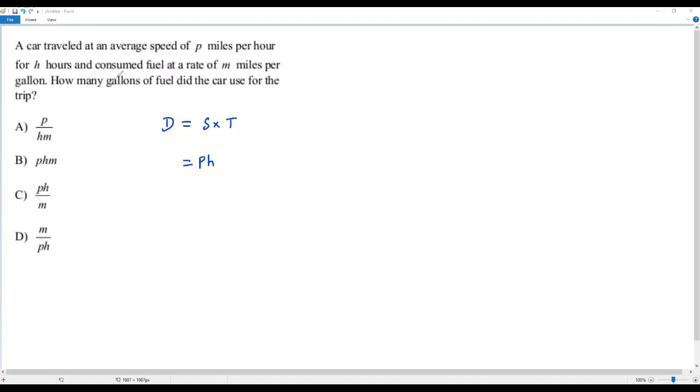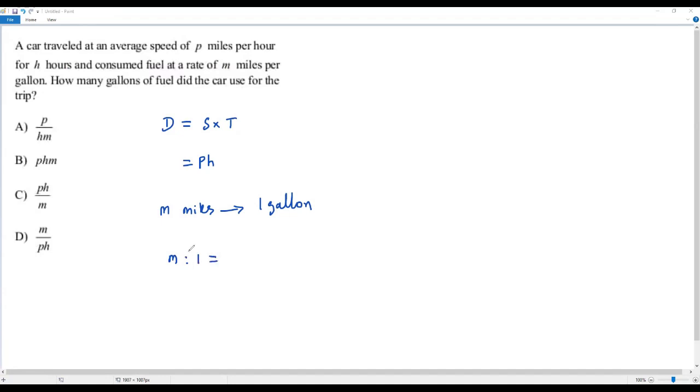Okay, let's consider the mileage of the car. So that is, the car consumed fuel at a rate of M miles per gallon. That is, the car travels a distance of M miles for 1 gallon of fuel. Let me write the stuff over here. Now we can write this stuff as a ratio. That is, for M miles of distance, the number of gallons of fuel required is just 1.